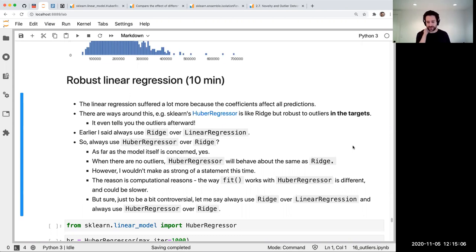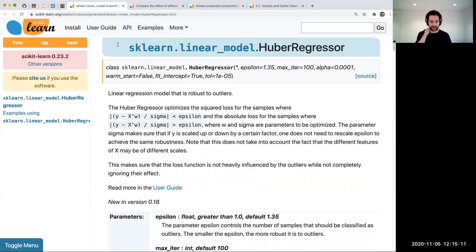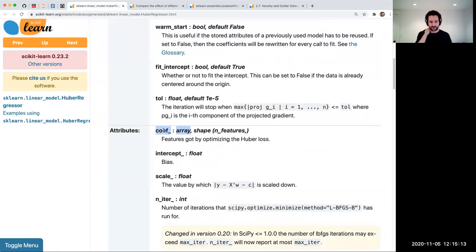How are feature importances in Huber? So Huber has the coef just like ridge has coef. So it's all exactly the same.